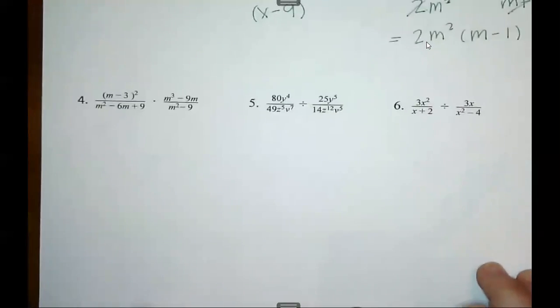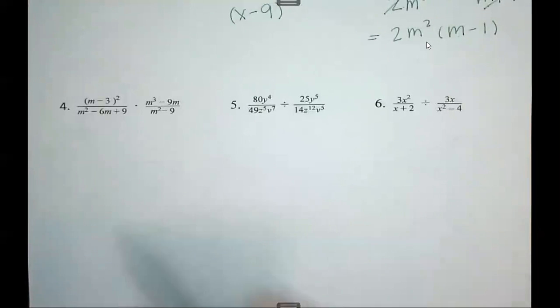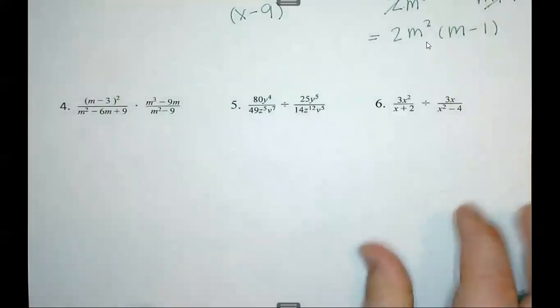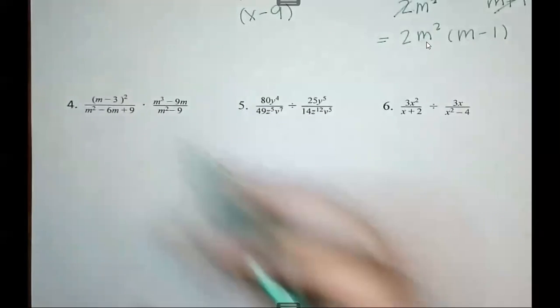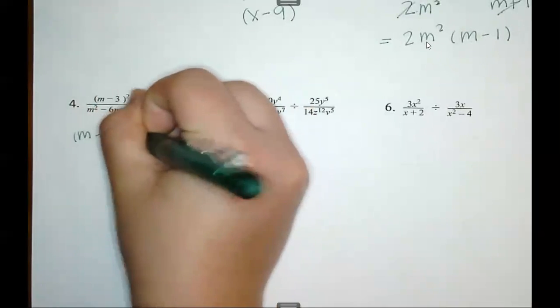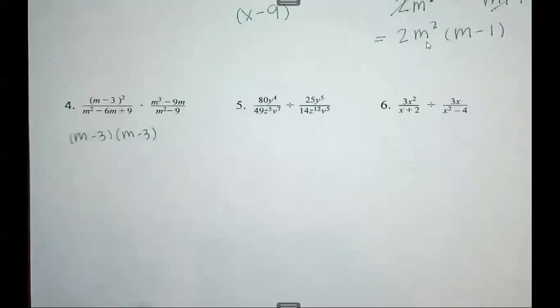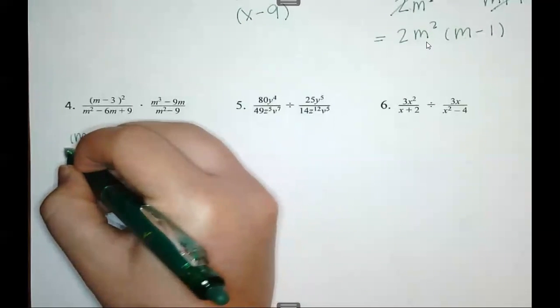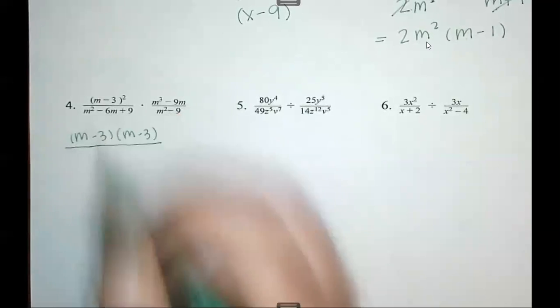All right, number 4. We have m minus 3 squared. Remember, squaring something means multiplying it times itself. So basically what we have here in the top is m minus 3 times m minus 3. Okay? All right. Now we are going to factor the bottom of this.